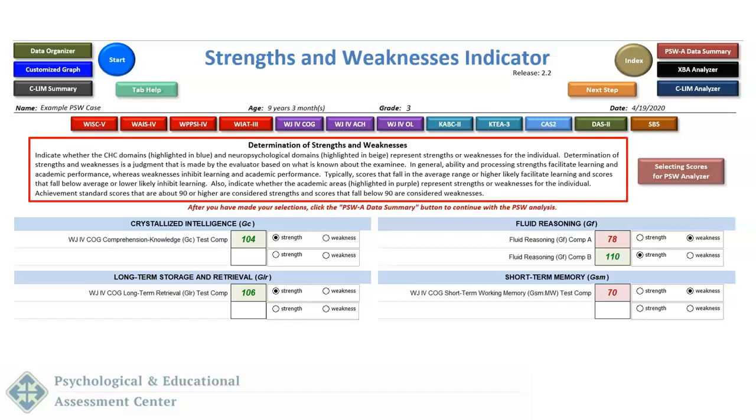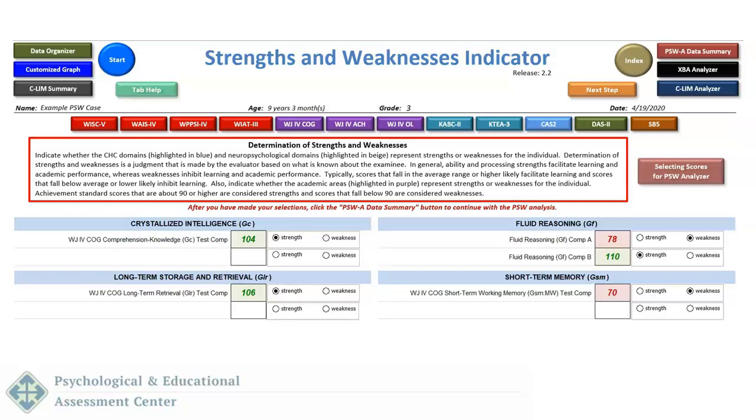According to the XBAS software, determination of strengths and weaknesses is a judgment that is made by the evaluator based on what is known about the examinee. In general, ability and processing strengths facilitate learning and academic performance, whereas weaknesses inhibit learning and academic performance. The authors state that typically scores that fall in the average range or higher likely facilitate learning, and scores that fall below average or lower likely inhibit learning.